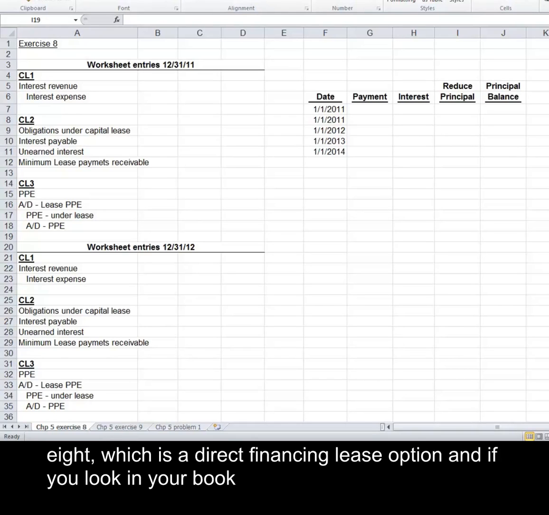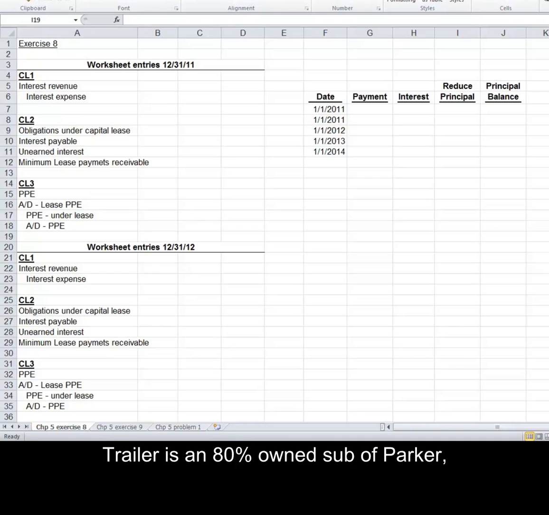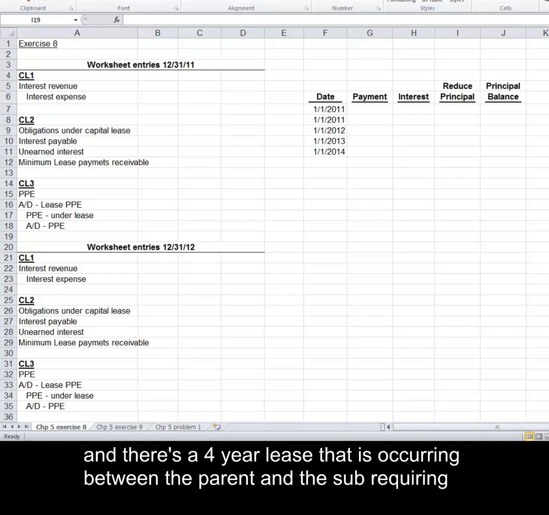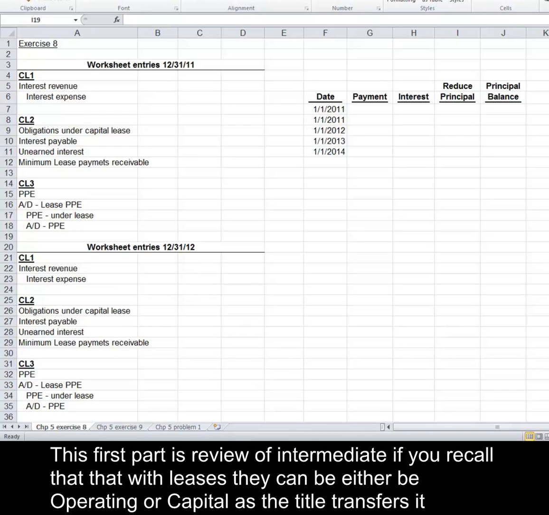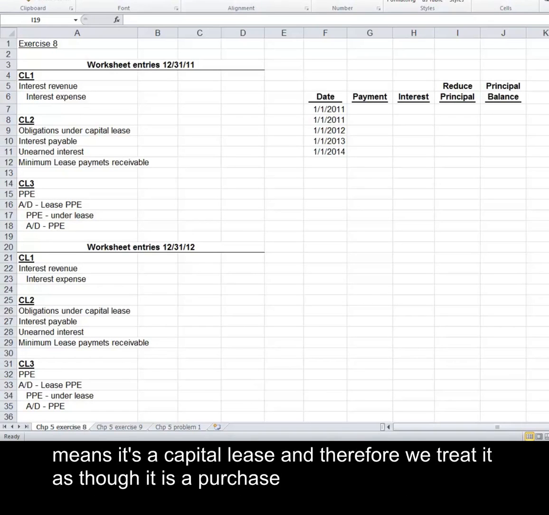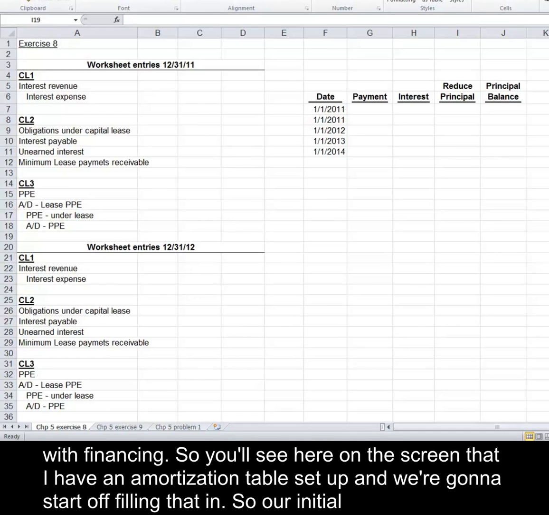If you look in your book, Trailer is an 80% owned sub of Parker, and there's a 4-year lease that is occurring between the parent and the sub, requiring a $12,000 payment on January 1st, with title transferring at the end of the lease. This first part is review of intermediate. If you recall, leases can be either operating or capital. If the title transfers, it means it's a capital lease, and therefore we treat it as though it's a purchase with financing.